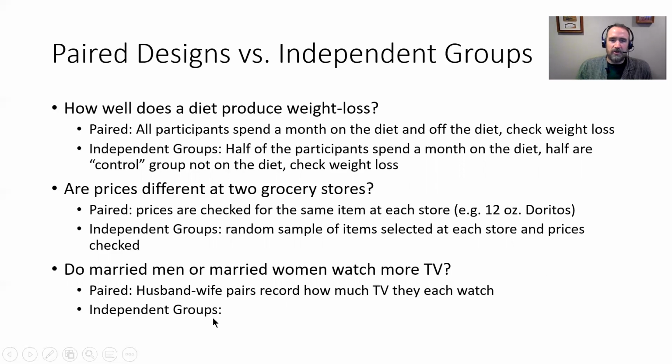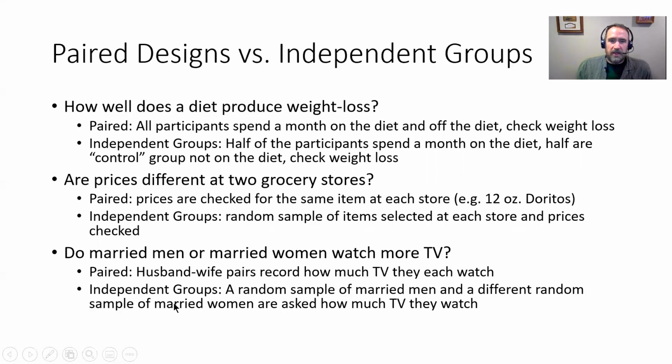Think about what independent groups might look like. Here we'd have a random sample of married men, whoever they're married to, that doesn't matter, and we'd find out how much TV they watch. And we'd have a different random sample of married women, and once again, it doesn't matter who they're married to, just that they're married women, and we ask how much TV they watch, and then we can compare the average amounts of TV.